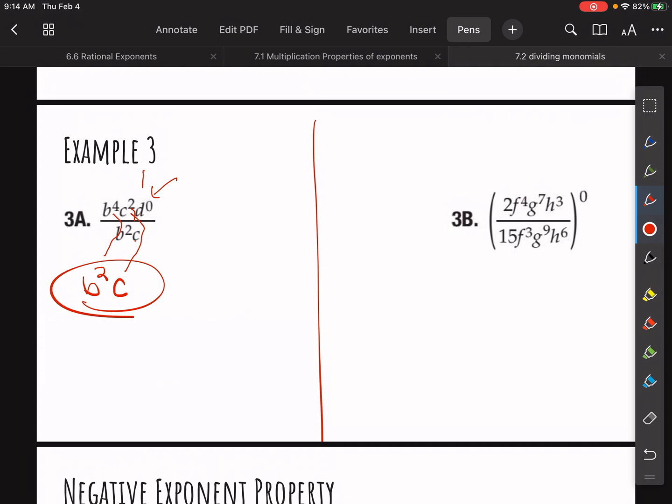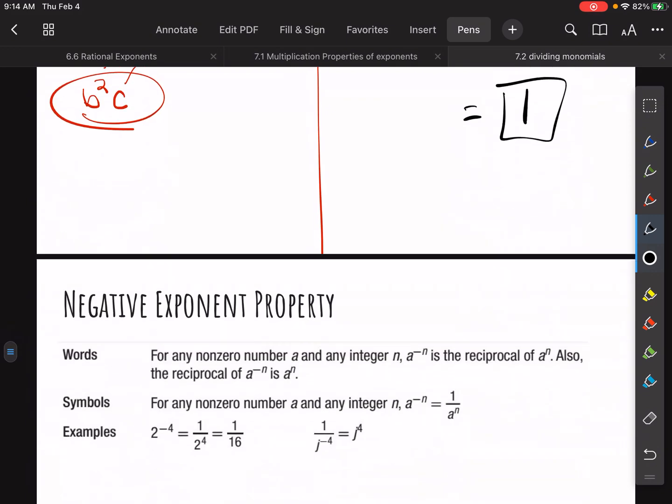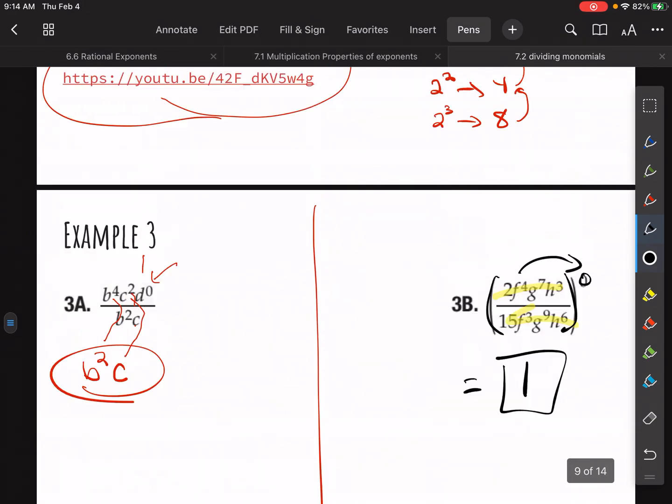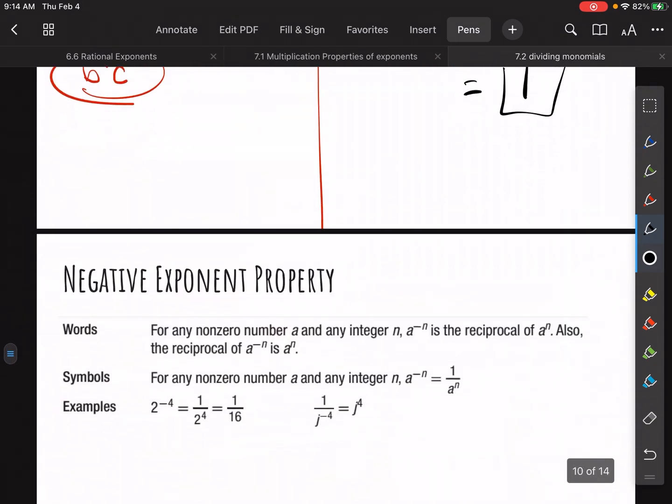Now notice for 3b, this is one of the easiest. If I give something like this to you on a test, it looks like the most complicated thing in the world. It's the easiest problem that I might give you on a test. If this whole thing is taken to the 0th power, remember that anything taken to the 0th power is 1. Okay, so that's all equal to 1. We just use our 0 exponent property.